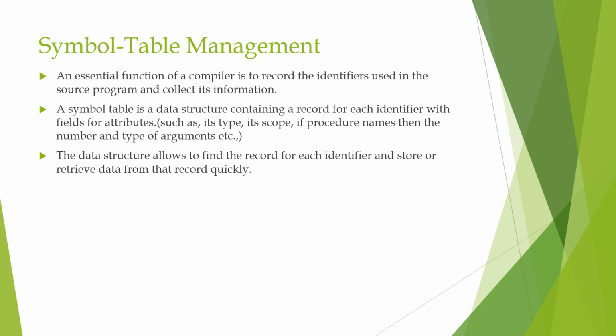Next comes the symbol table and error handling. Symbol table management: an essential function of a compiler is to record the identifiers used in the source program and collect information about them. A symbol table is a data structure containing a record for each identifier with fields for attributes. The data structure allows us to find the record for each identifier and store or retrieve data from that record quickly. So this is symbol table management.